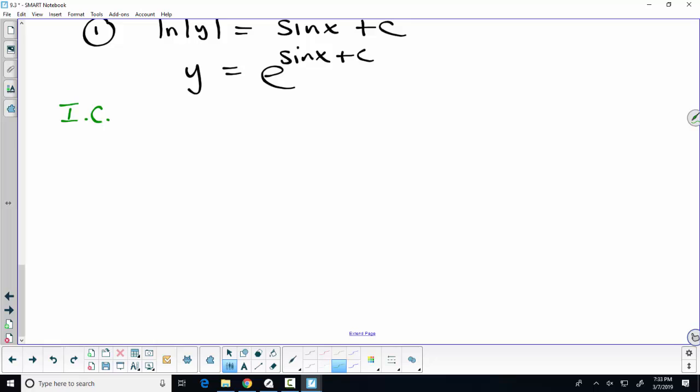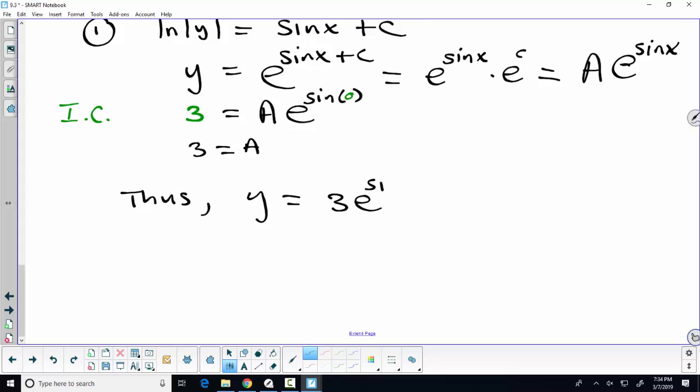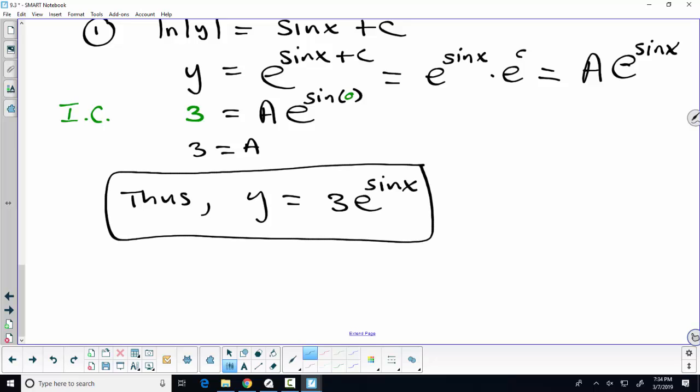So we have y is equal to 3 when x is 0. And we'll write this as e to the sine x times e to the c, which is some constant times e to the sine x. So really we could have started with this as well. It doesn't really matter, you get there either way. So e to the sine of 0 is 1, and of course what that tells us is 1 times a is equal to 3. So y is equal to a e to the sine x, or 3 e to the sine x. Either way you look at it, but you want to make sure that you are actually explicitly stating the solution.